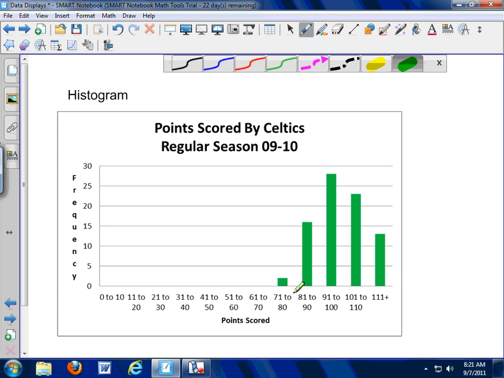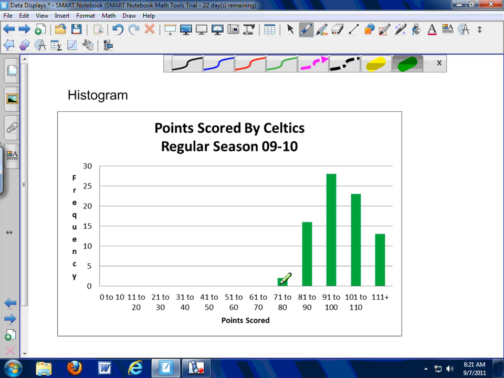And so what we do is we group the data. So we say, all right, how many times do they score between 71 and 80 points? How many times between 81 and 90 points? How many between, you get the idea. And then we just make the bar that's as tall as that particular number. So I don't know, maybe 27 times they scored between 91 and 100 points.